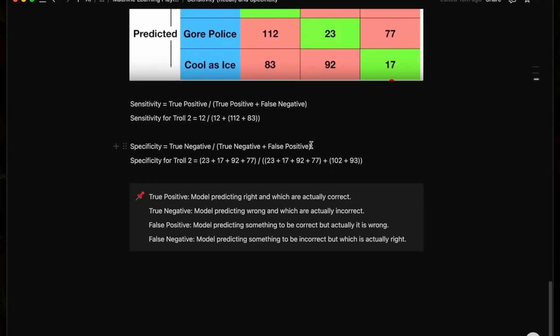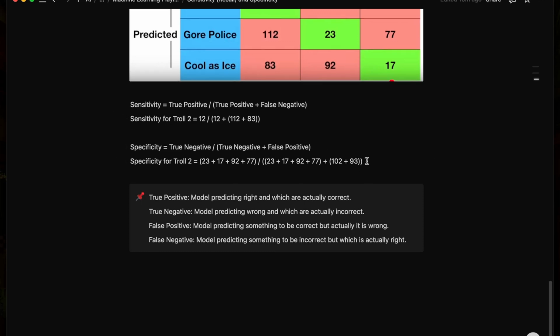So this is about sensitivity and specificity, and how to calculate them.